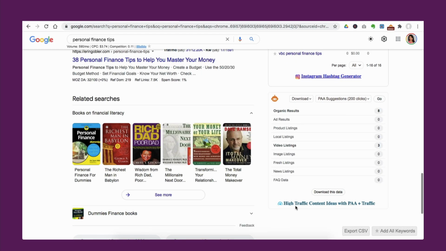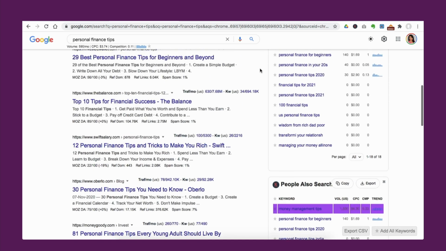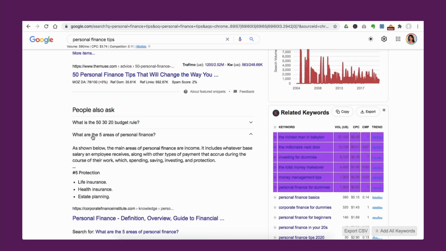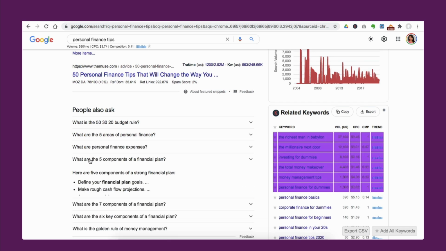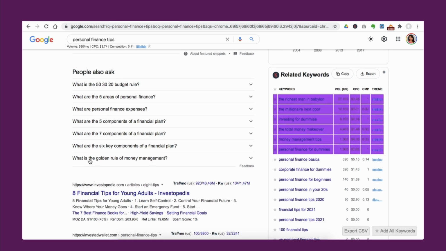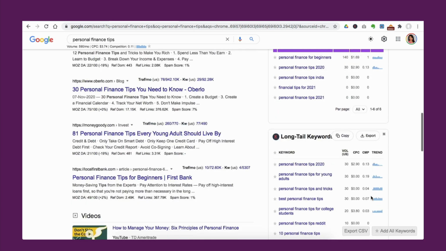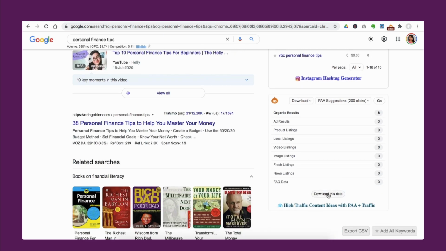So what you want to do next is inside SEO Minion, you want to click this. High traffic content ideas with people also ask plus traffic. Okay, so what this tool does, it clicks the people also ask suggestions 200 times. So over here is people also ask, right? What are the 5 areas of personal finance, 5 components of financial plan, and so on and so forth, right? So instead of manually clicking these, if you just go down here and click download this data. Sorry, you have to click go first and then download this data. It'll give you a CSV file of hundreds of content ideas around the niche of personal finance.